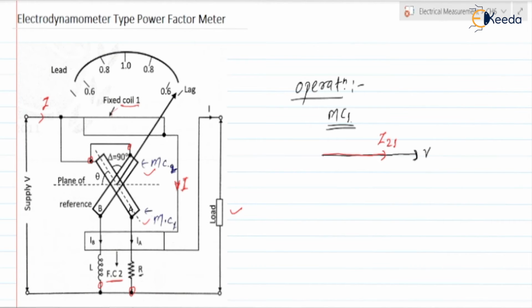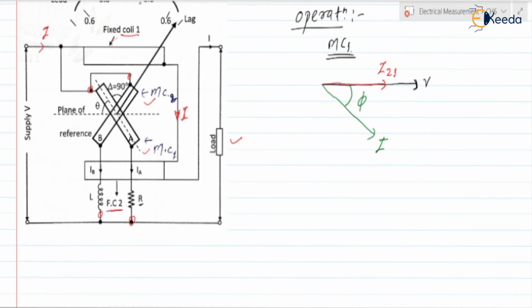Next, suppose the load is of lagging power factor, that is, inductive. So the load current will be lagging the supply voltage V by some angle phi. Now we can write the deflecting torque TD1. TD1 is nothing but the current flowing through the current coil into the current flowing through the moving coil, into cos phi into d by d theta of M.